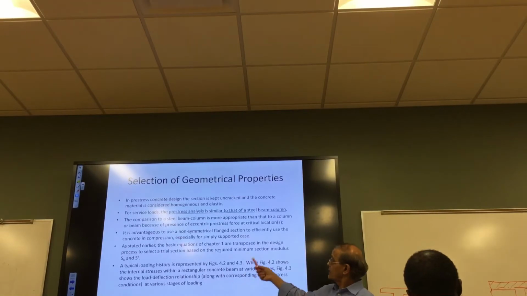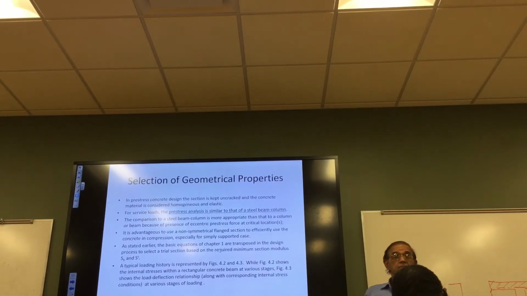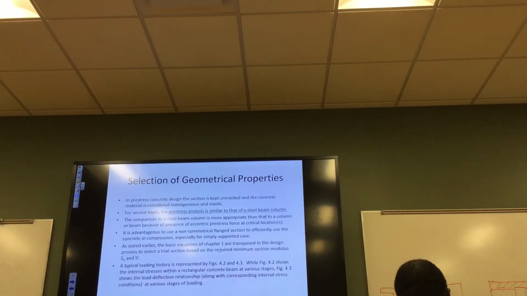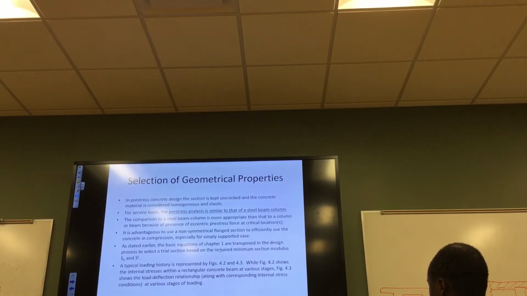As stated earlier, the basic equations of chapter 1 are transposed. So remember, our equations are written as Ft equal to Pi over A and all that plus Md divided by Sx, or you write it the other way, with Ix and then this is E. Either way, right? So what we are after is this Sx. This is what we want. We want to know how much of this we need if I don't want to exceed this stress.